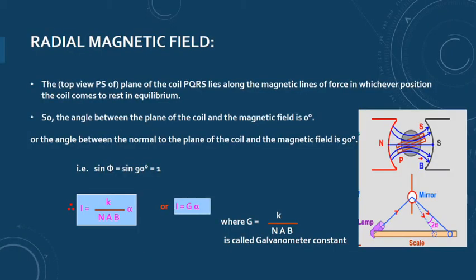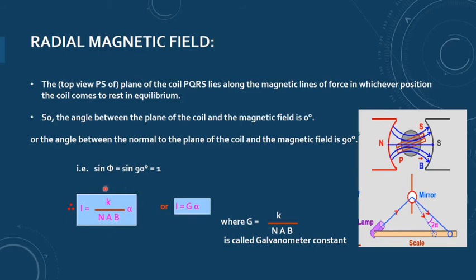And you may get a question about why the magnetic field should be radial. This is again the same diagram, the upper view. If theta is your phi, here we took the angle between the normal and the magnetic field. If it is 90, only then do we get the maximum value of the torque. And I can write K upon NAB as alpha.